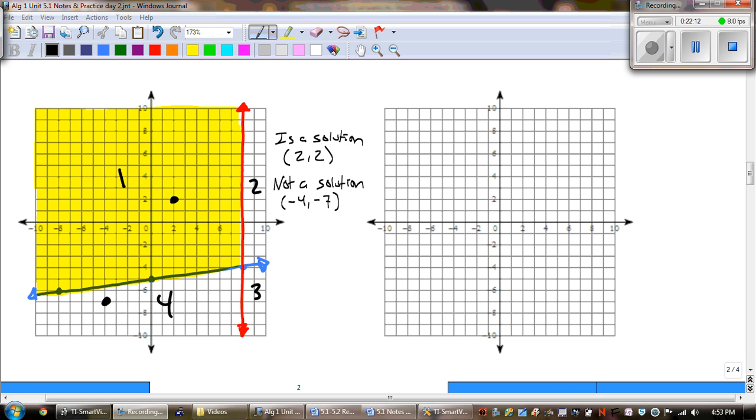Okay, there we go. Now, as we were shading this, it had to be above the blue line, which means section 3 and 4 we could have eliminated, and it needs to be left of the red line, and that's when we got to eliminate section number 2. Okay? And then remember, solution and not a solution, you can pick anything that's shaded and one that's not shaded.